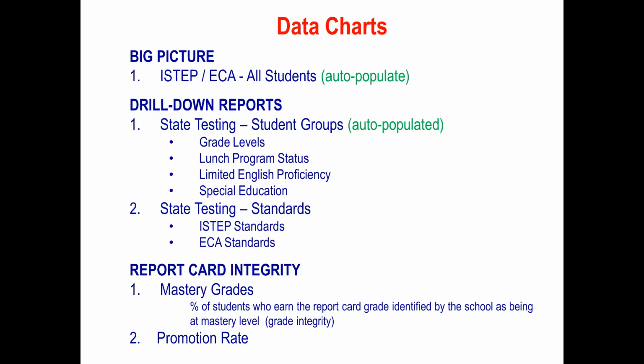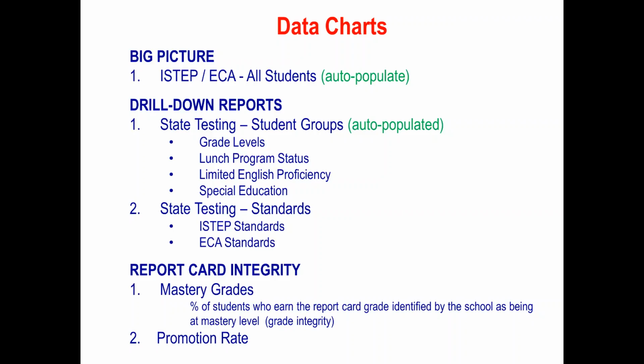So later down the road, we're going to do a comparison of the percentage of students who earn the mastery grade versus the percentage of students who actually passed ISTEP. And if it ends up being that your mastery grade is really a B, then we'll encourage you to convey that to parents, that a C is not a good grade in our school. A C would indicate that there's risk of not passing ISTEP or ECA.